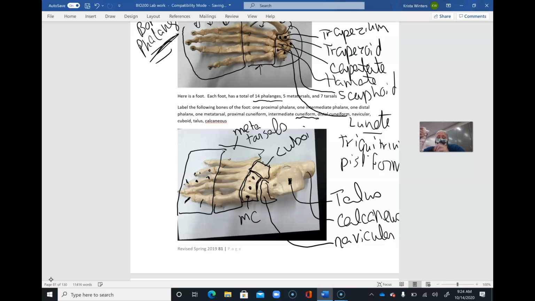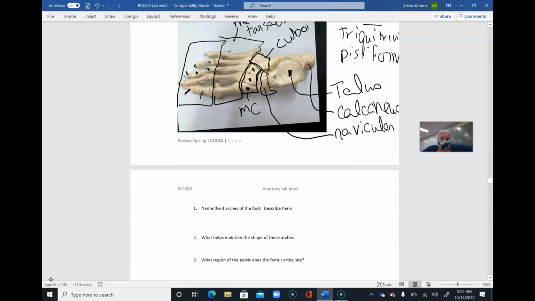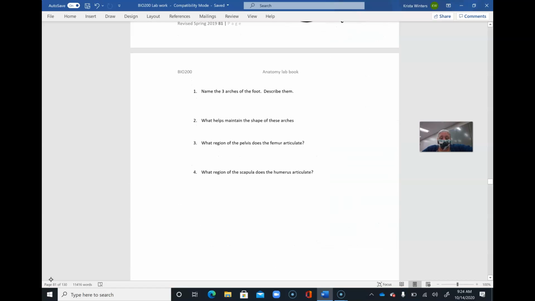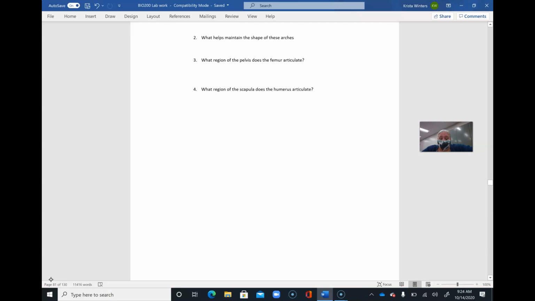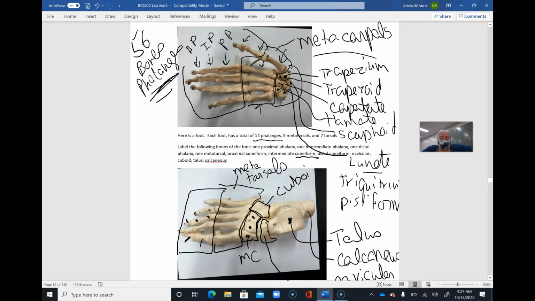So again, your feet are even easier than your hands, but the majority of the bones in your feet are also phalanges, okay? And that is all of the bones of the appendicular skeleton. Then you have some questions I expect you to answer, and then you're done with your skeletal structures.